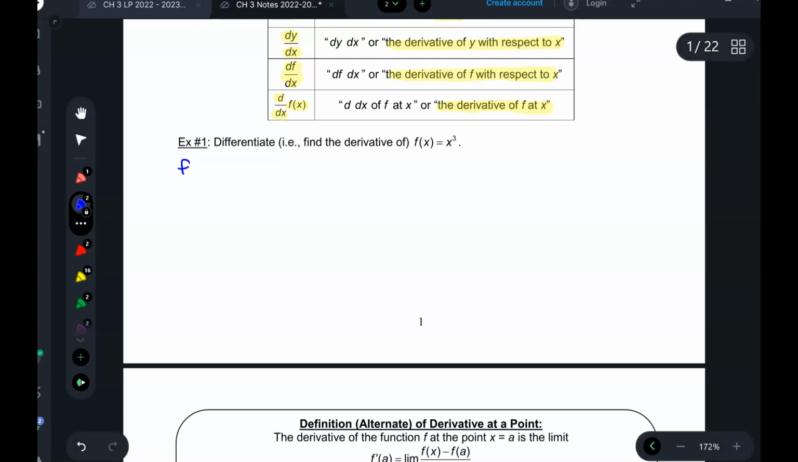Okay. We want to find f prime of x. So we're going to just write that out. And we have the limit as h approaches 0. Our function is x cubed. Okay, and we don't know what point. Basically at the end, we're going to have something in terms of x. So what's that going to be? (x plus h) cubed minus x cubed, all over h.